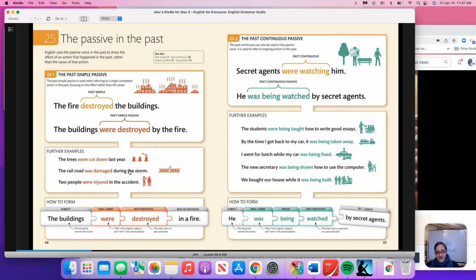The railroad was damaged during the storm. Do we know who or what damaged it? No, we just came out and saw, oh, they were damaged. Two people were injured in the accident. So often in the news, they will use passive because there's not a specific person who hurt them. We just care about who was affected. In politics, politicians use this a lot because it doesn't assign blame to them. So the economy was affected last year, but they don't say because I did something, right?